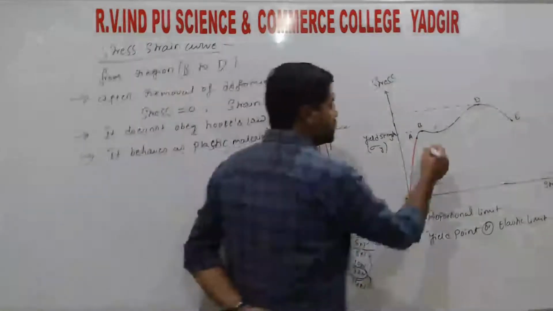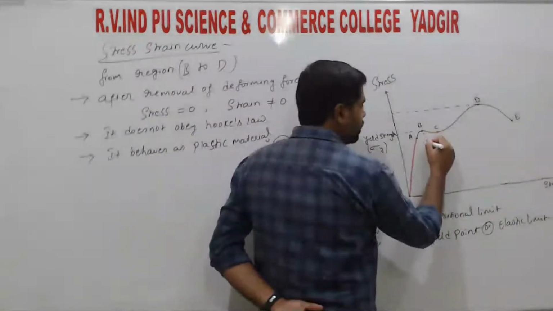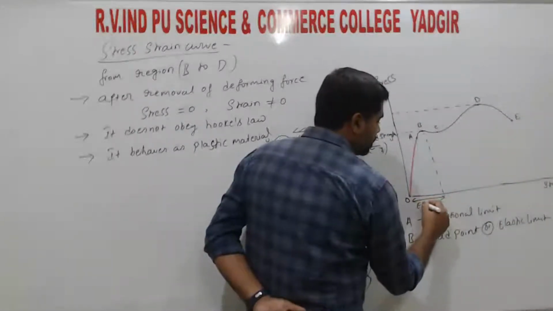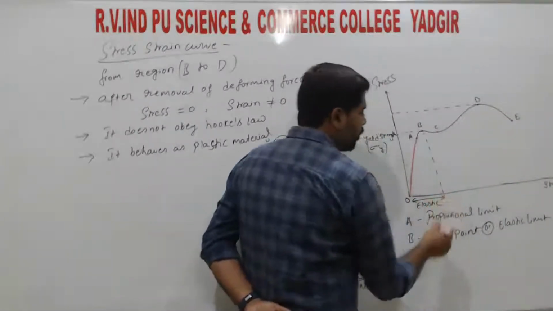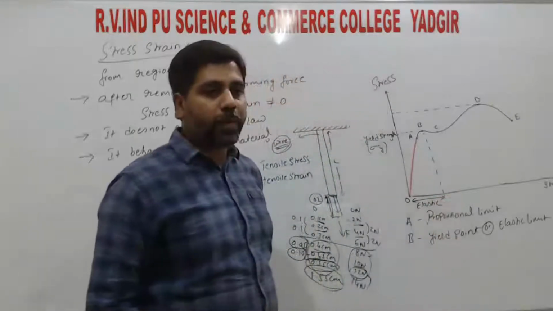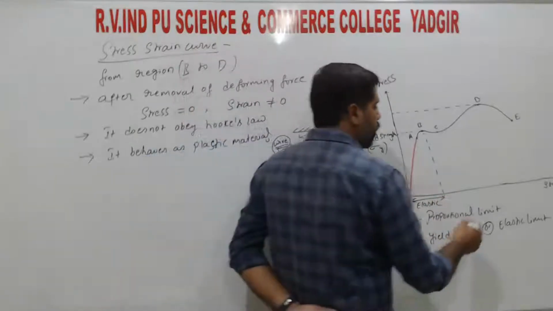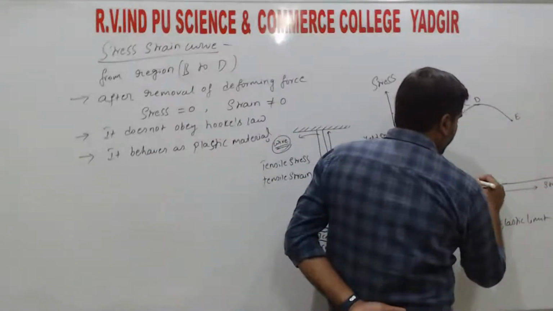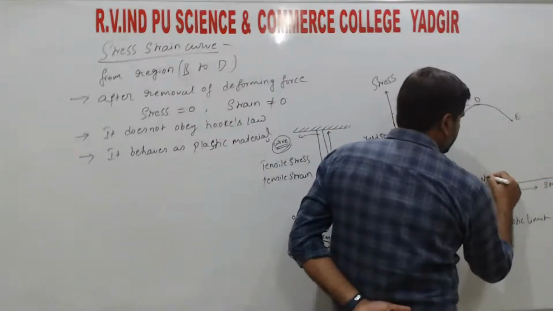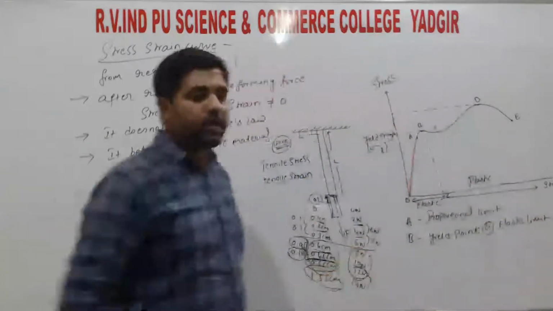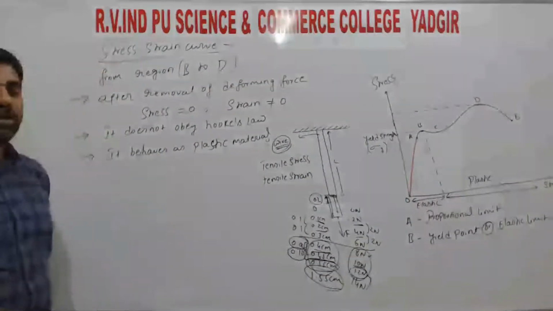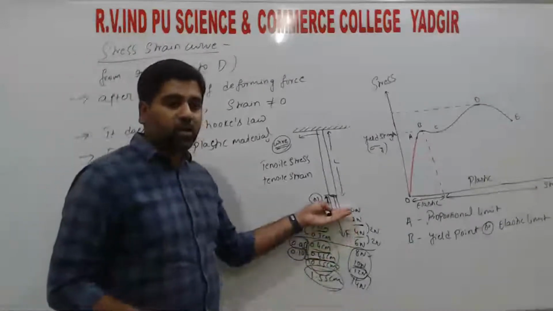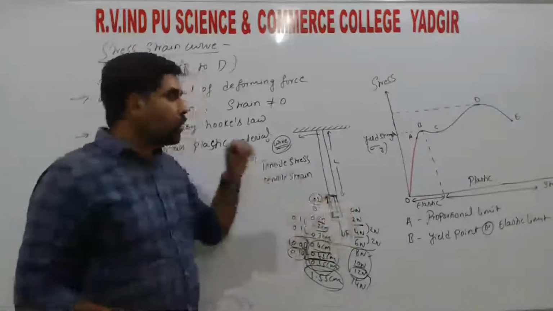So this is the region. Up to this region, it has the elastic property. So from region O to B, it has the elastic property. Then from B to D, it behaves as a plastic property. So it exhibits plastic property, meaning it will not regain its original configuration, right?